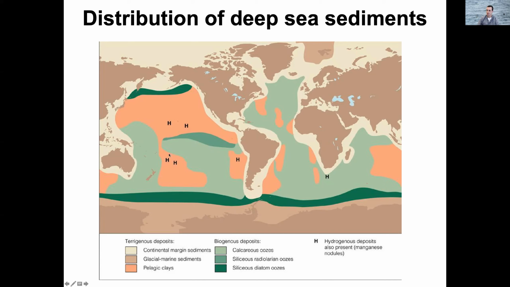And then these H symbols represent places where you have hydrogenous deposits, so manganese nodules. One that's important for the Pacific is this H here. This is the Clarion-Clipperton Zone. This is both a site of ongoing research here at the University of Hawaii, as well as a site that will likely be exploited for minerals in the near future. So that's one of the reasons to study it: to understand what impact that resource exploitation will have.